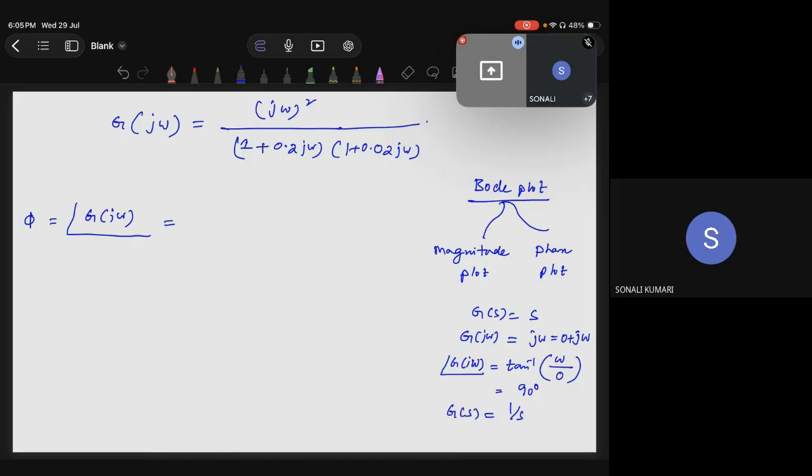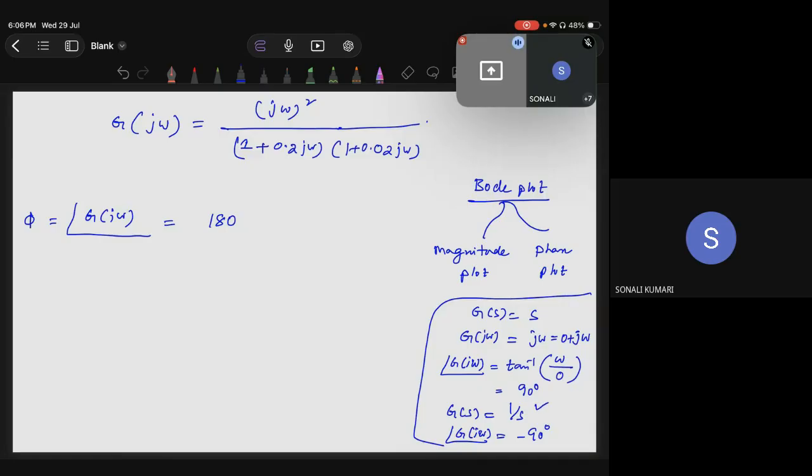Similarly, if you do the same thing for G(s) = 1 by s, can anyone tell me how much angle you will get? Minus 90. So now here you have two zeros, that will give you 90 plus 90, 180. Okay, so you have two poles. Here one pole is giving minus 90.